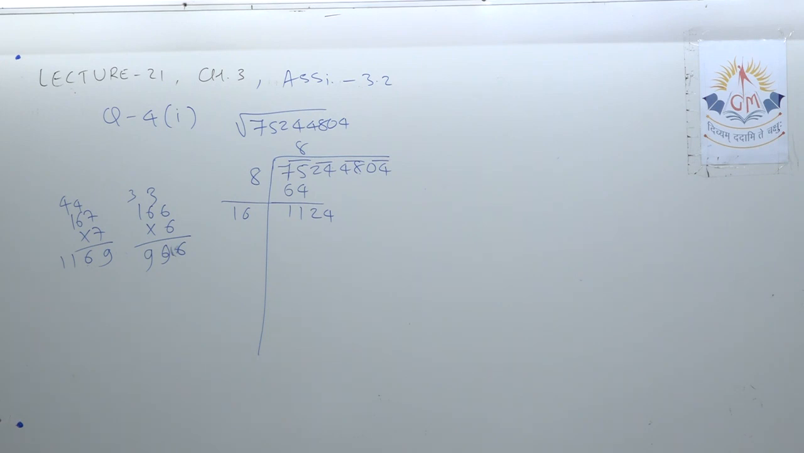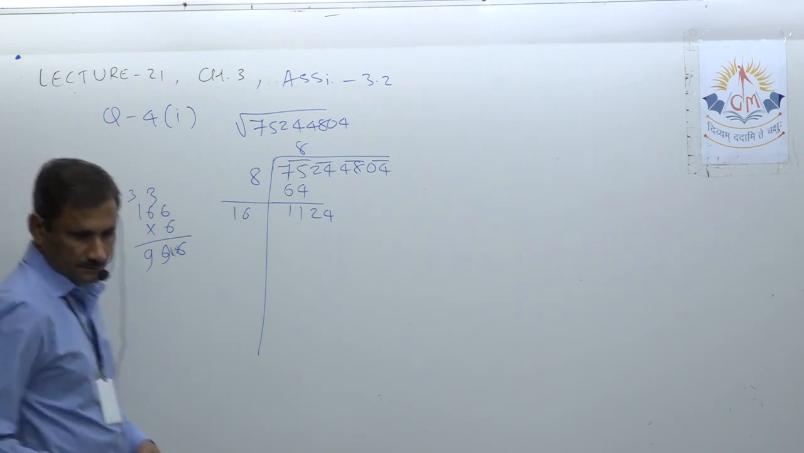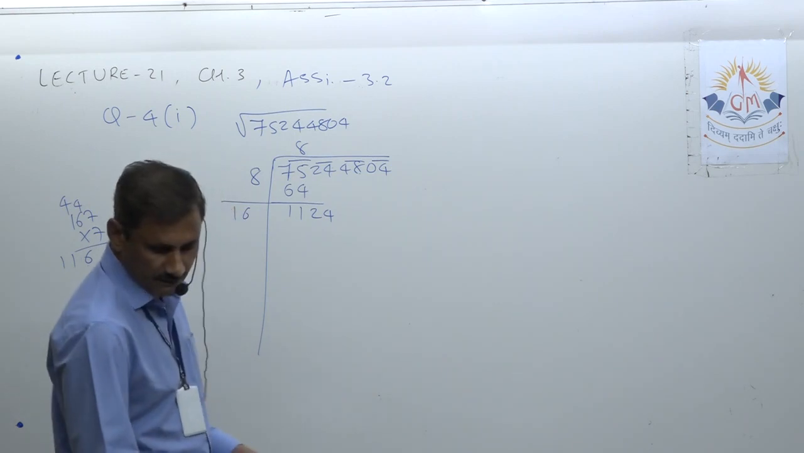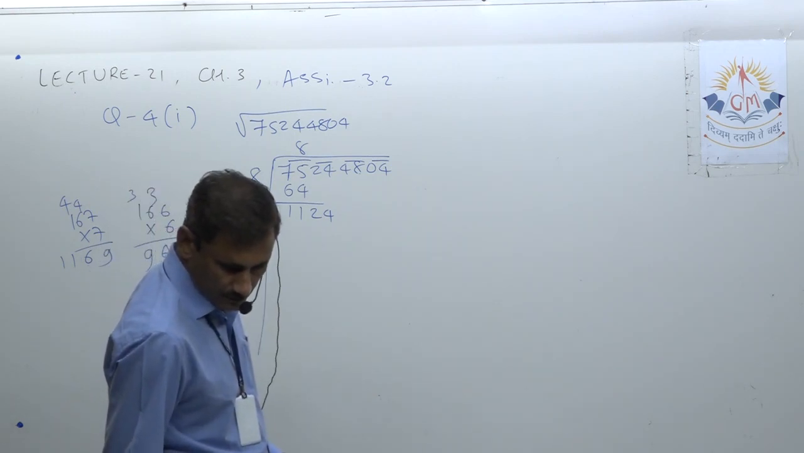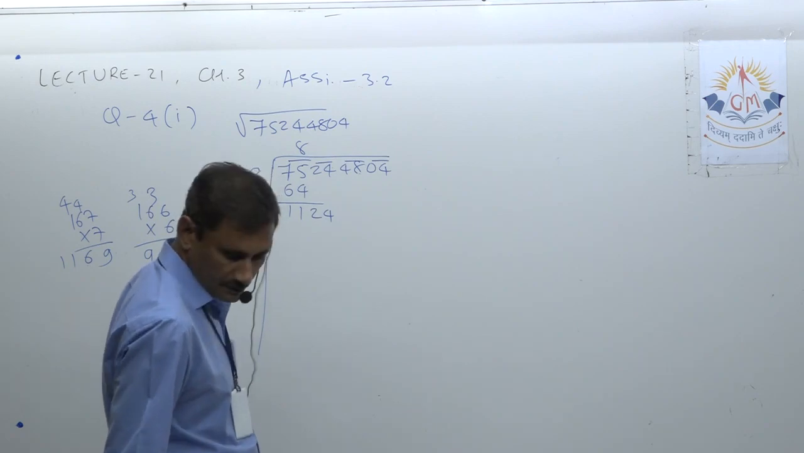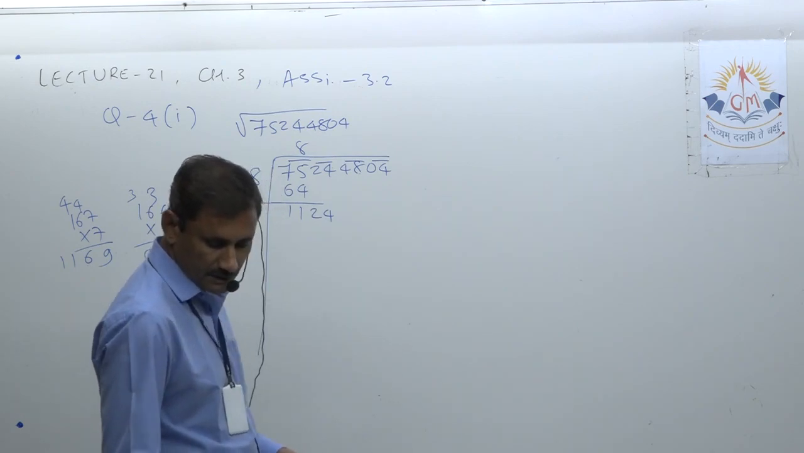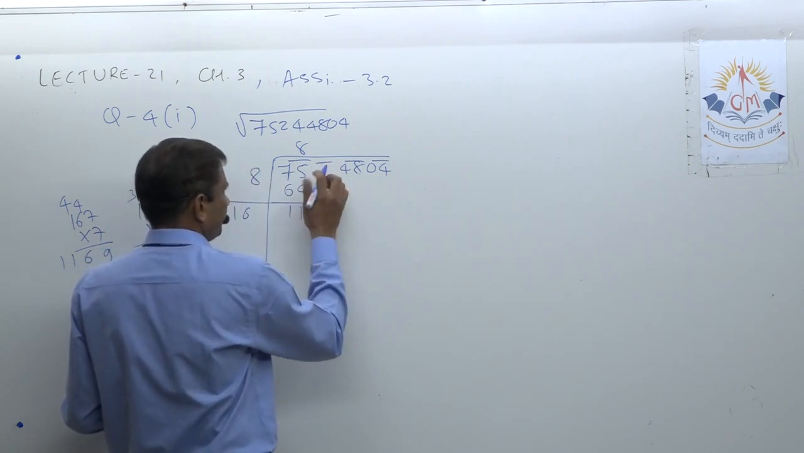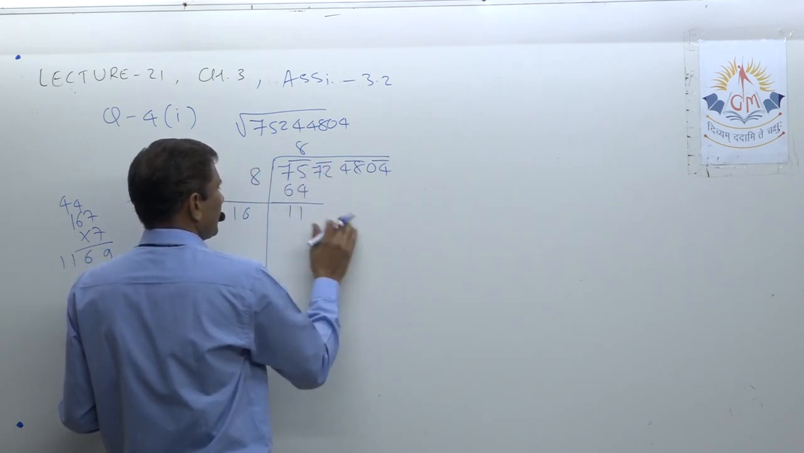We got 1169, so we should stop at 6 only. Okay, 8 6 only. Seven five, sorry, 7248. Okay, 7248. I actually again wrote it wrong here. 7248. Okay, so 72 will be there.